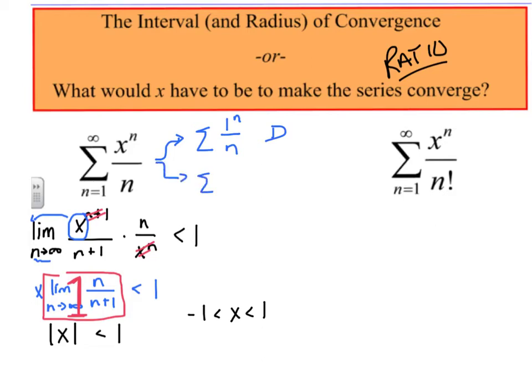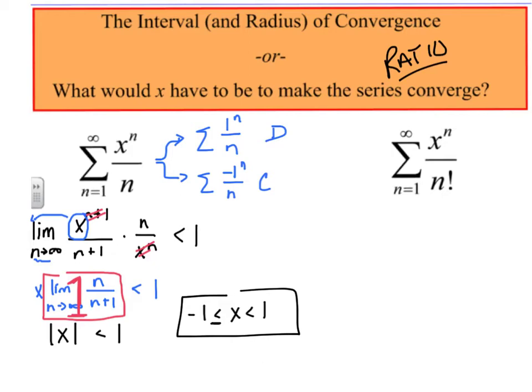Then I check the other endpoint. The other endpoint was negative 1, so negative 1 to the n over n. Well, that's a conditionally converging alternating series. So I go back down here and say, x has to be less than 1, but it could be equal to negative 1 and still converge. So this is the interval of convergence.